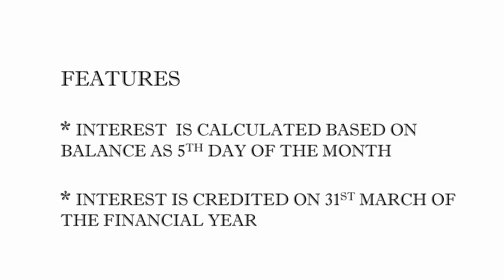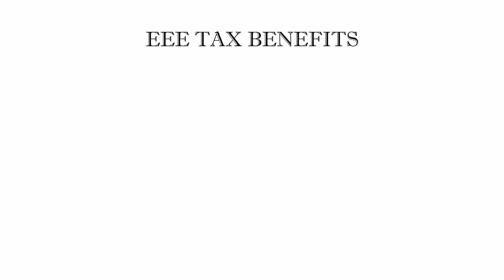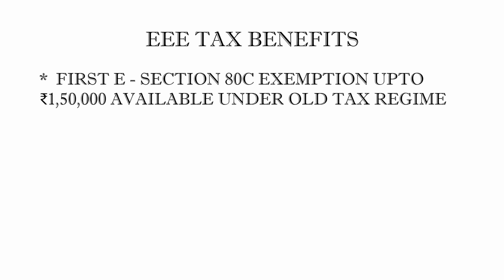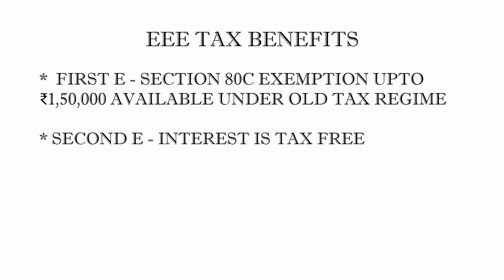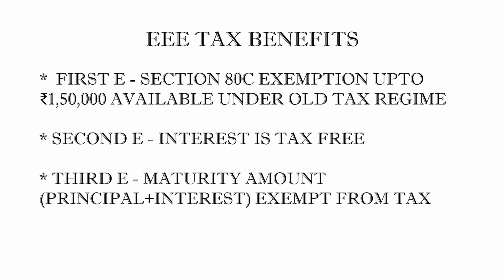Features. Interest is calculated based on the balance as of the 5th day of the month. Interest is credited on 31st March of the financial year. EEE tax benefits. The first E represents Section 80C exemption up to Rs 1,50,000 available under the old tax regime. The second E is that interest is tax free. And the third E represents the maturity amount, principal plus interest, which you receive at the end of the tenure, which is totally exempt from tax.